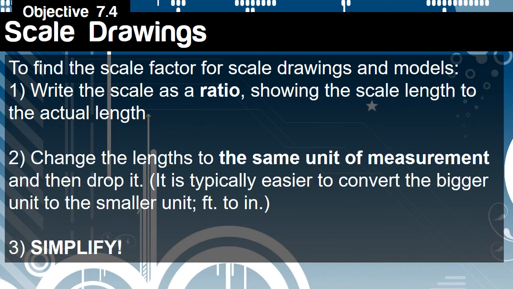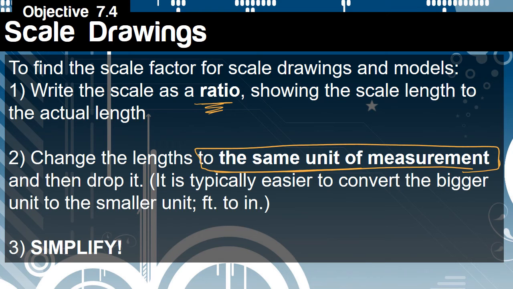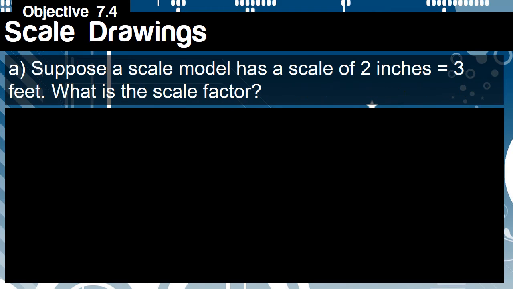To find the scale factor, we're just going to write the scale as a ratio, with the scale length on the top and the actual length on the bottom. And then we're going to change the lengths to the same unit of measure. This is key. We're going to use the same unit of measure. It's typically easier to convert the bigger unit to a smaller unit. So it's easier to go from feet to inches, because we're going to have whole numbers versus working with decimals. And then we're going to simplify.